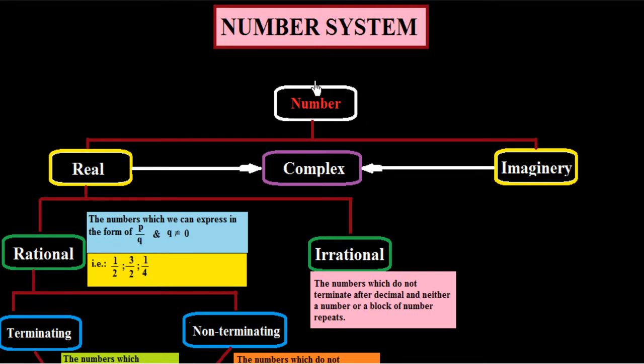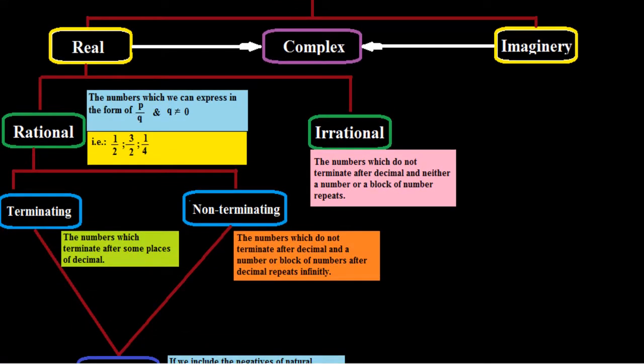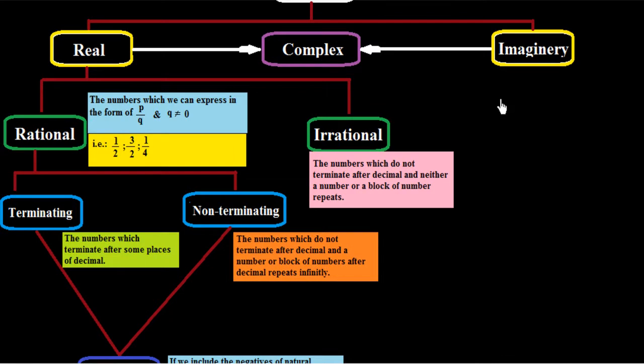We have classified numbers into two parts. One is real and the other is imaginary. First I will explain the imaginary part. If you have to find the square root of 36, what would it be? How will we get it? We could get it by 6 into 6 is 36, and by minus 6 into minus 6 is also 36.